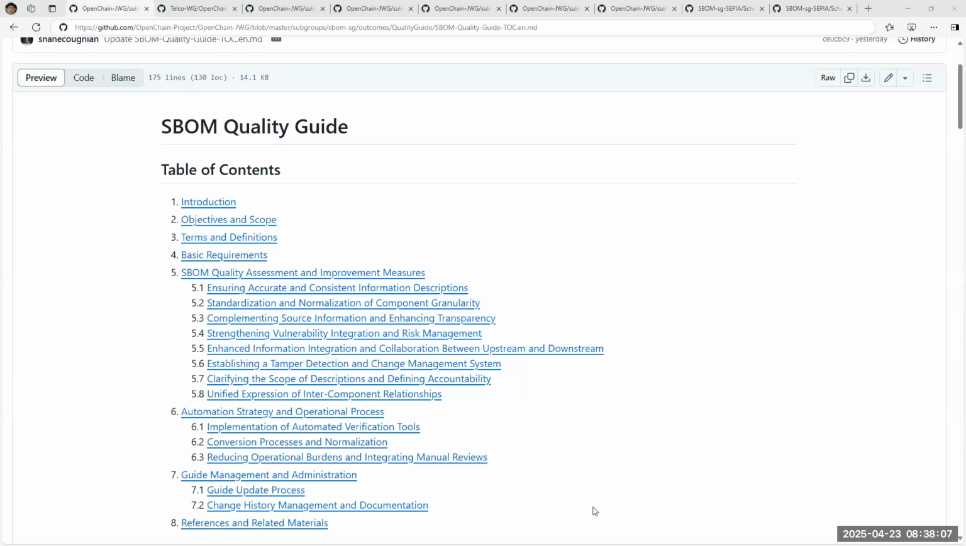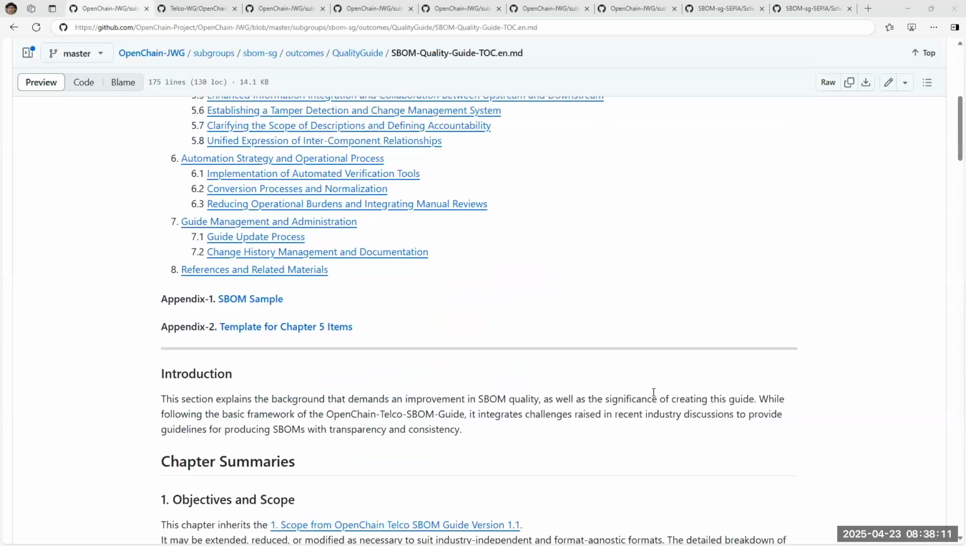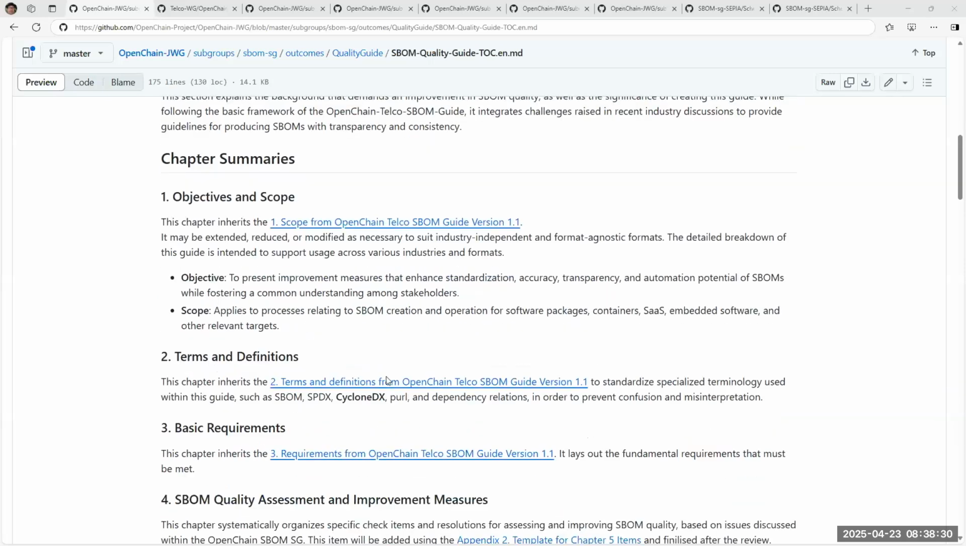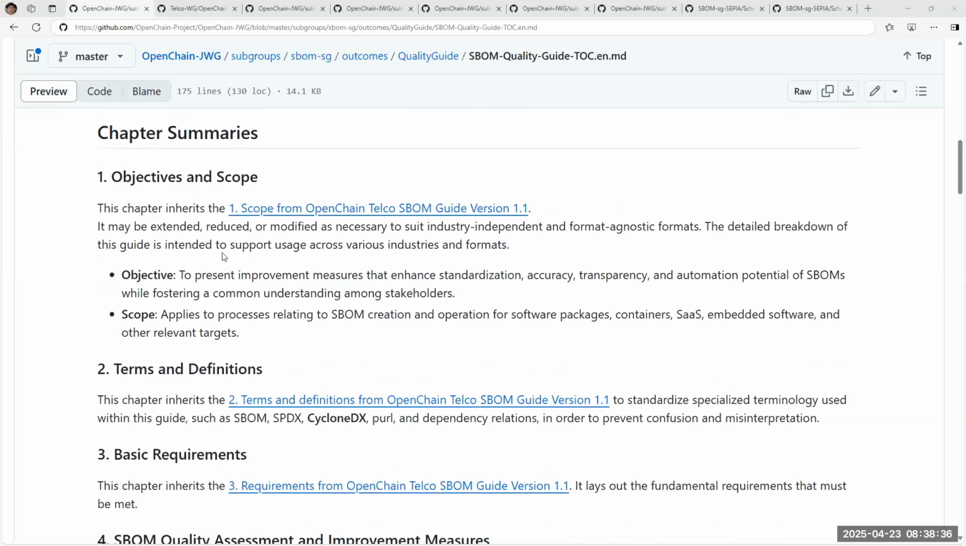Ninjoji-san had an interesting question. Can you explain the relationship between this SBOM quality guide and the telco guide? For me, this guide does not seem to cover all the points in the telco guide. What is the difference between the two? I'm curious about the reason. Komodo-san, would it be okay if I said something about this, or do you want to jump straight in? Both are okay, but I will try to explain.